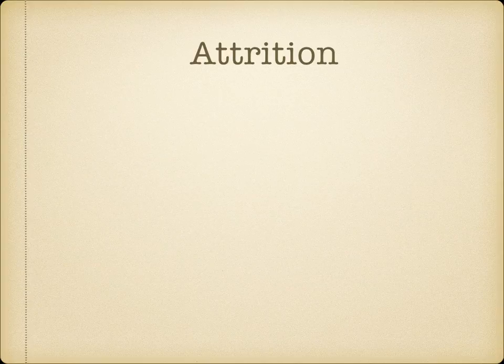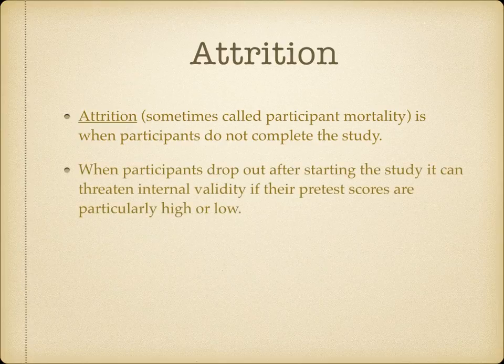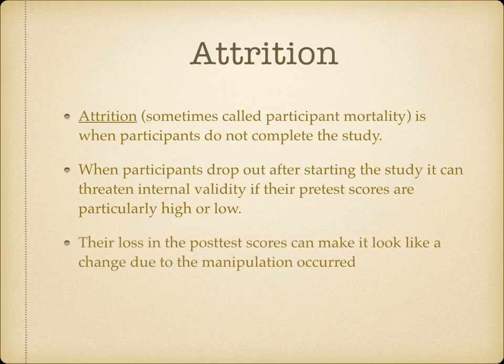Attrition is an issue that can affect our internal validity. Attrition, sometimes called mortality, is when participants do not complete the study. Participants drop out after starting the study. It can threaten internal validity if their pretest scores are particularly high or low. Their loss in the post-test scores can make it look like a change happened due to the manipulation, when really all you did was not get their score the second time.